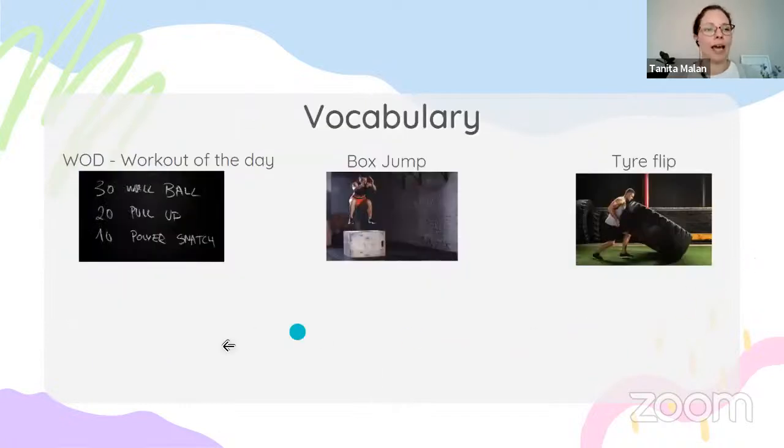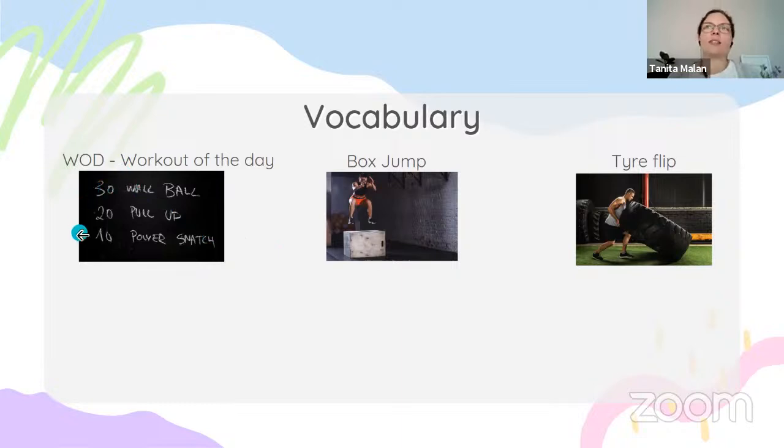Okay. So some vocabulary, like we said, WOD. I think they say WOD is workout of the day. Now, basically in the CrossFit community, every day there's a specific workout that is created for CrossFitters, basically. So this is just an example. Maybe it's 30 wall balls, it's 20 pull-ups and 10 power snatch. I almost couldn't read that. 10 power snatch. I'm not even sure what that exercise is. I don't know them all.